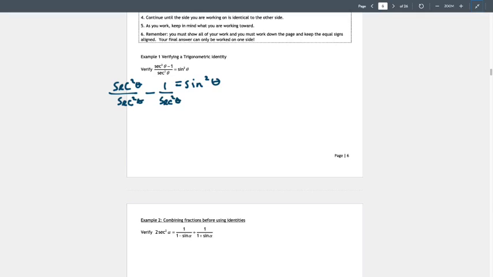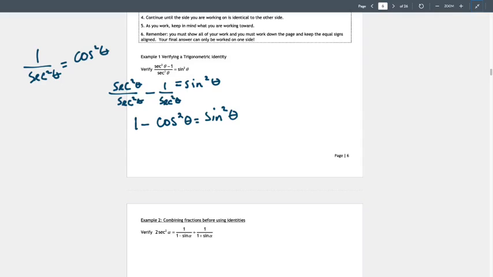Well, secant squared over secant squared is just 1. And then the one, remember our reciprocal identity that says 1 over secant squared is the same thing as cosine squared. So I'm going to replace that with cosine squared theta. And then again, I'm keeping the right-hand side the same all the way down.